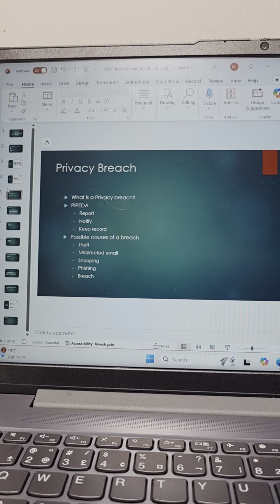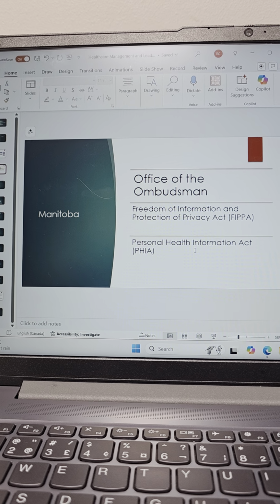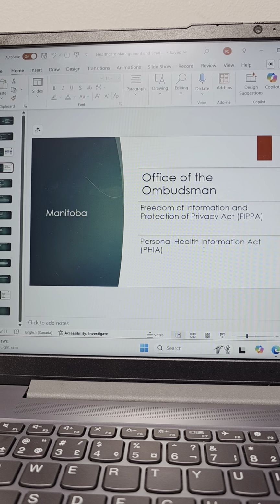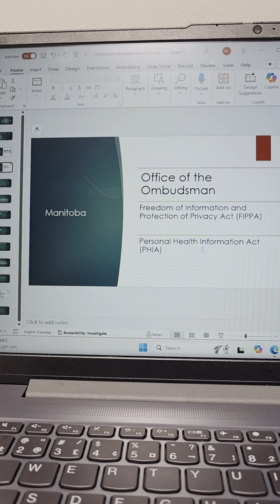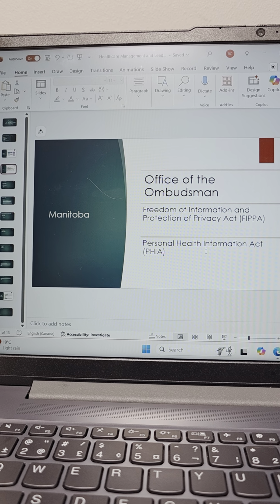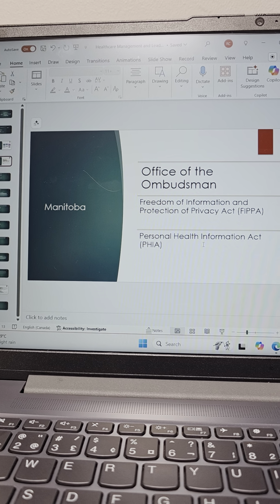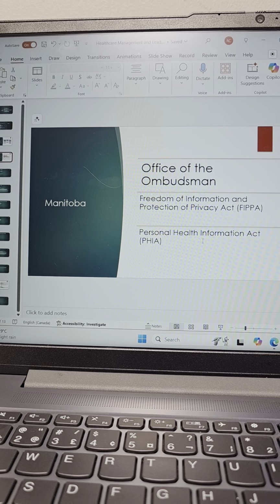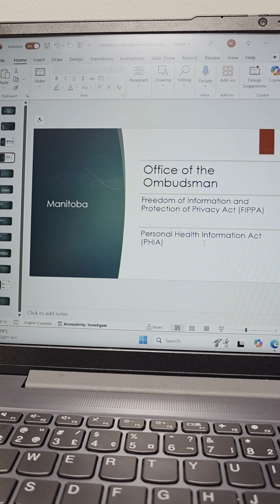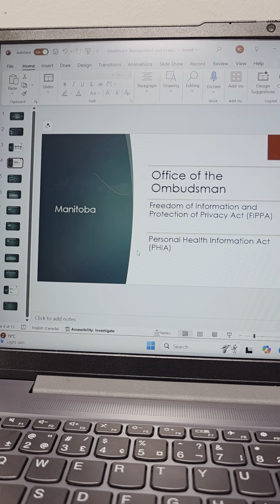Personal Health Information Act. Manitoba follows the law called the Personal Health Information Act, or PHIA, which allows an individual to access their own personal health information, but with some exceptions. Under PHIA, healthcare organizations are also expected to keep the patient's health information private, safe, and secure.